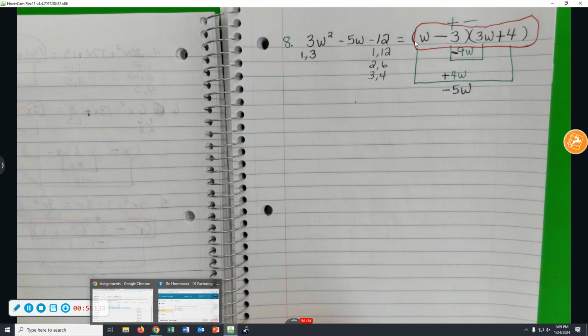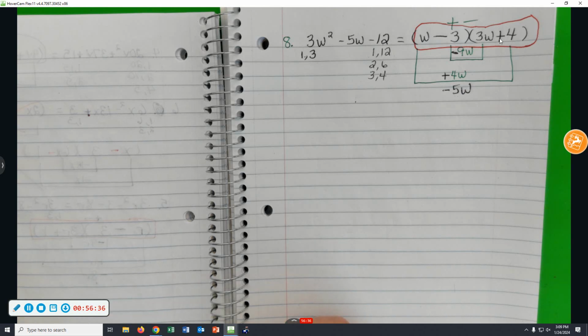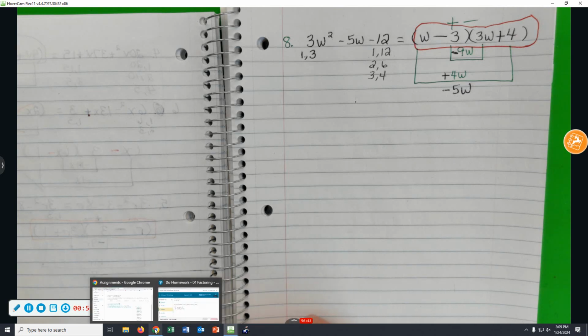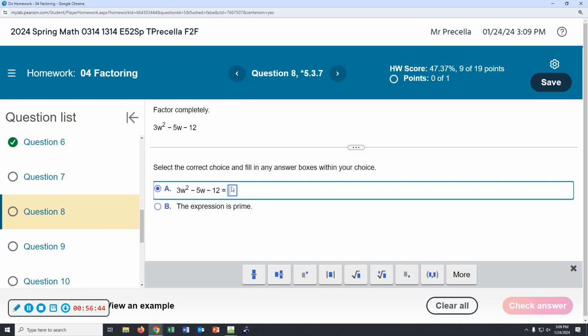Okay. And once again, the order of the parentheses doesn't matter. I could type in 3w plus 4 first if I wanted to, and then w minus 3. And you can always check it.